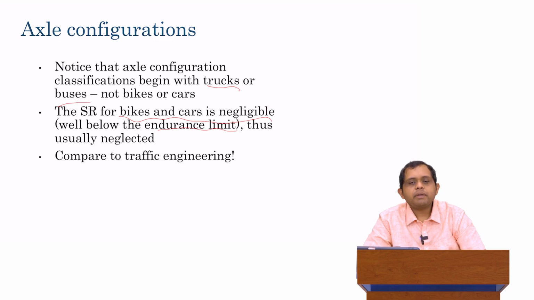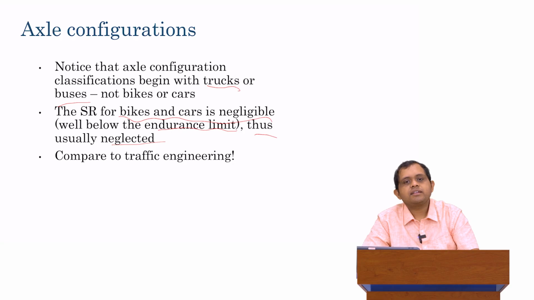And therefore, in pavement design, we usually neglect these vehicles. So cars, bicycles, autos, light vehicles in general, we generally ignore them for the purpose of pavement design. We start our analysis with buses, and from buses then we move on to small trucks, big trucks, multi-trailer trucks, multi-axle trucks, etc.